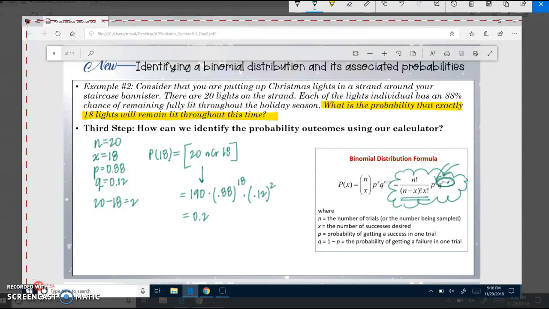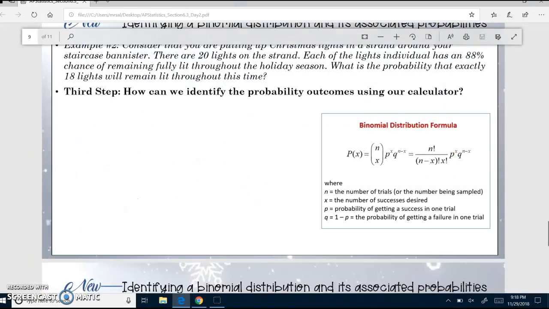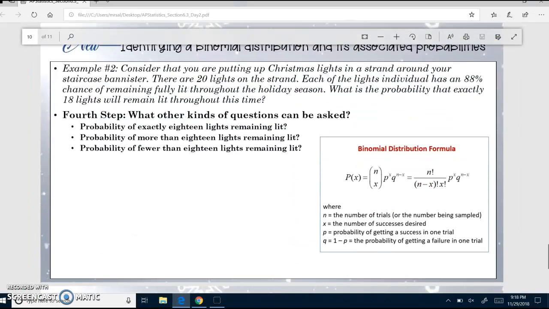So if you do that, the value that you should get out is 0.2740. So we've got a 27% chance that exactly 18 lights are going to remain lit throughout the holiday season, so 0.2740. So that's our third step, but we do have a couple more different types of questions that can be posed that are pretty easy to get through mathematically.